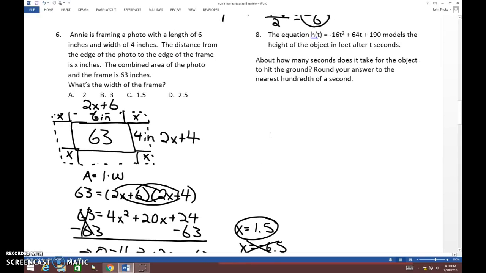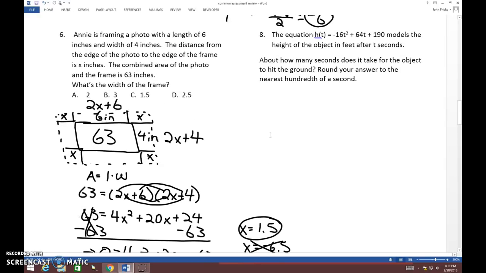Now, question number 8 is also very similar to this because it's dealing with an equation, and it wants to know how long it will take the object to hit the ground. So remember that when you have an object coming up and hitting the ground, it's hitting the ground at the x-intercept. If it wants to know the total or the maximum height, then it's going to be the vertex. But here we're looking for the x-intercept. So to do this one, once again, mode 5-3.